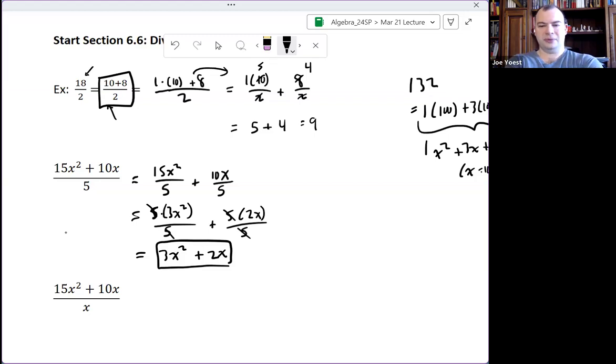And this is what I end up with, 3x squared plus 2x. Do I have any more simplification I can do? Do I have any like terms, anything like that? Nope. So this is our answer.